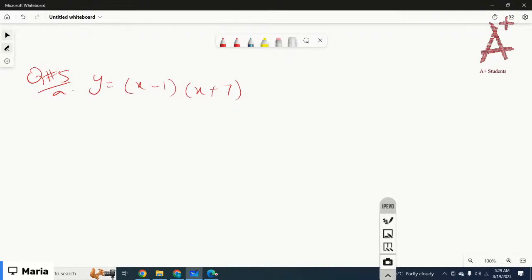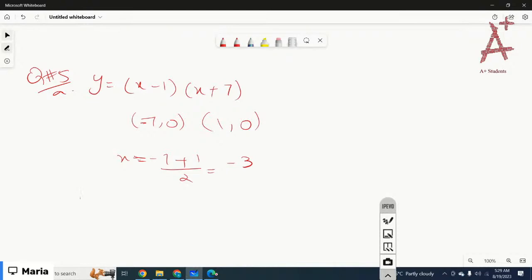Okay, you can see the points are (-7, 0) and (1, 0), right? These are the points that are equidistant from the axis of symmetry, right? You can calculate the axis of symmetry using these 2 points. It would be x equals (negative 7 plus 1) over 2. That would be negative 3. That is the axis of symmetry, right?